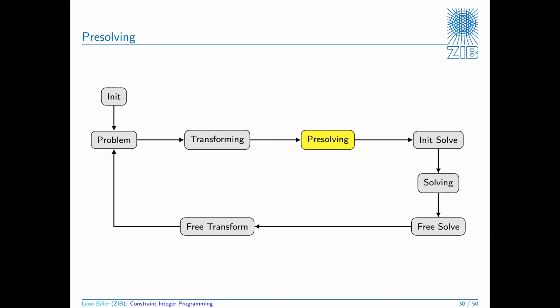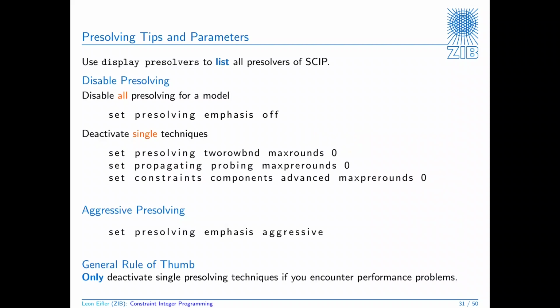Pre-solving. By this point, you will have already heard some pre-solving techniques and ideas that you would usually use there. So I will not go into detail about additional pre-solving techniques, but instead I have some useful tips and parameters that you can use in SCIP for pre-solving. So first off, use display presolvers to list all the presolvers. So this display command is always useful to get an overview, as I already mentioned before.